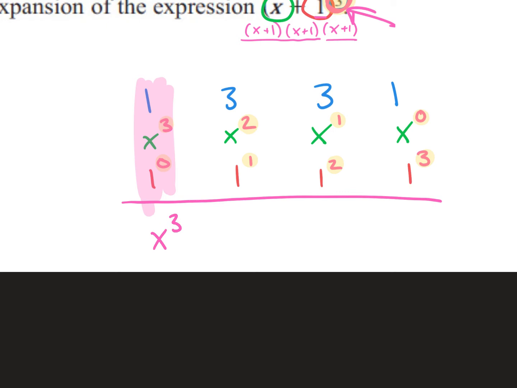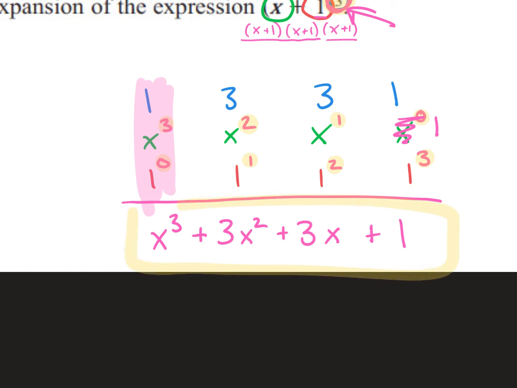So in the next one, I have 3 times x squared times 1, which is 3x squared. And it's positive, so it'll be a plus. Then in the next column, I have 3 times x times 1 squared, which is 3x. And then in the last column, what is x to the power of 0? 1. So I can cross that out and put a 1. So it's 1 times 1 times 1 cubed, which is 1. So this would be our answer.